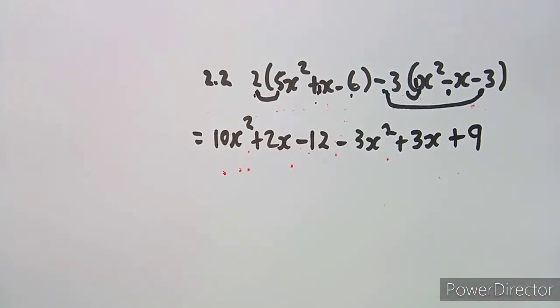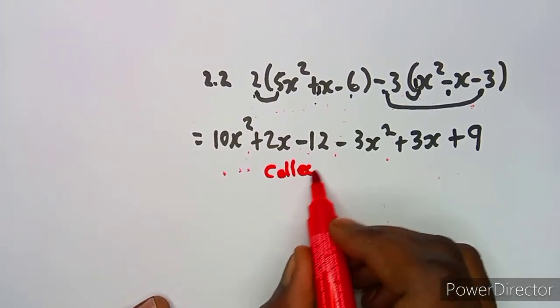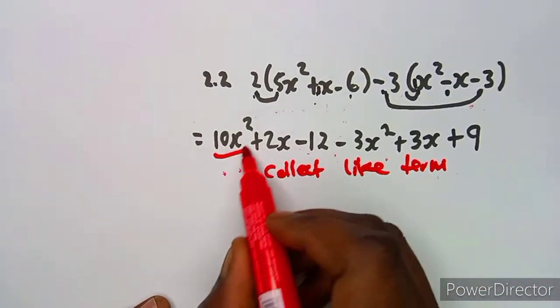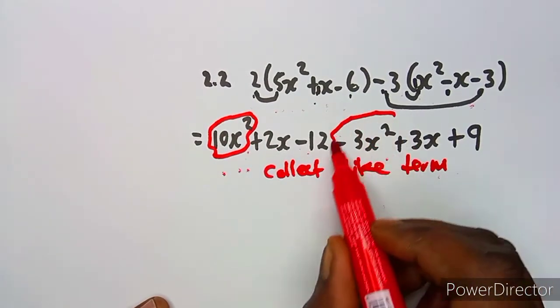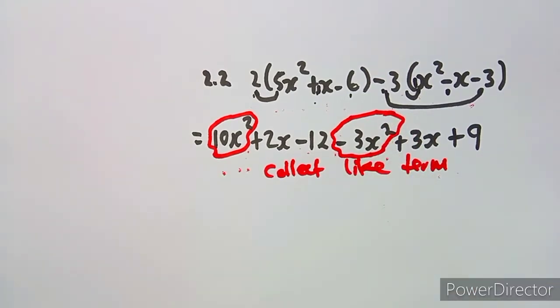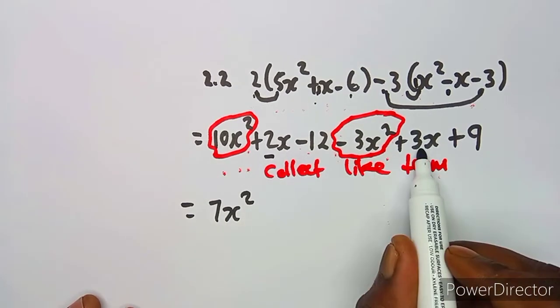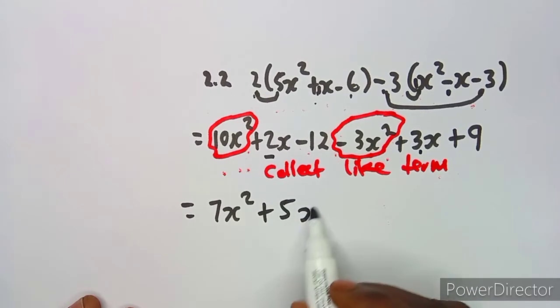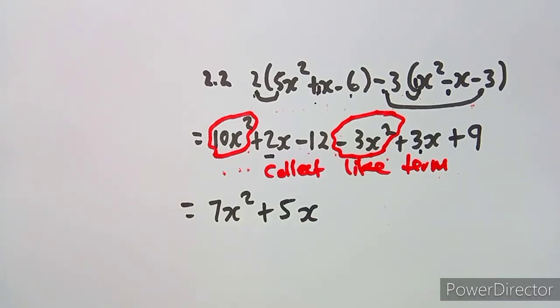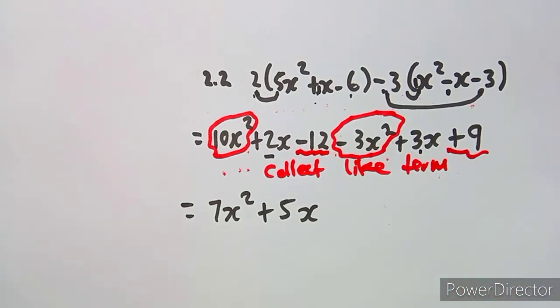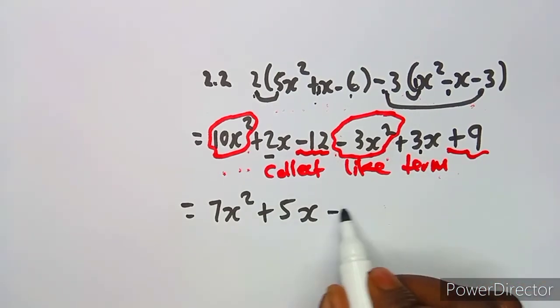So we are now back to the same thing where we have to collect like terms. So that's it, guys. Let's collect like terms. So we've got x squared here and minus this one with x squared. So what are we going to have? 10 minus 3, which is 7x squared. All right, then we've got 2x and 3x, so it's 2 plus 3, that's going to give us 5x. Then move on to the constants, these numbers without x, which is minus 12 and plus 9, which is going to give us minus 3.